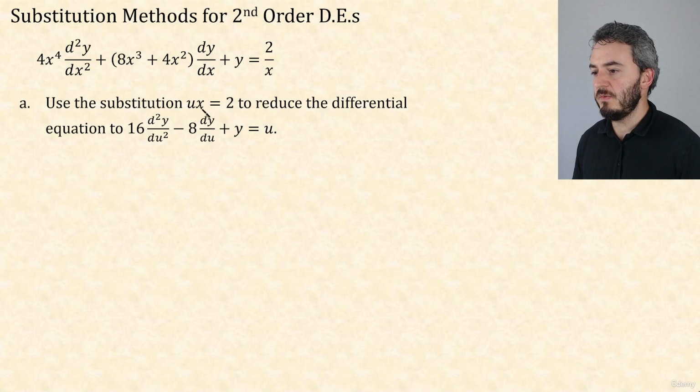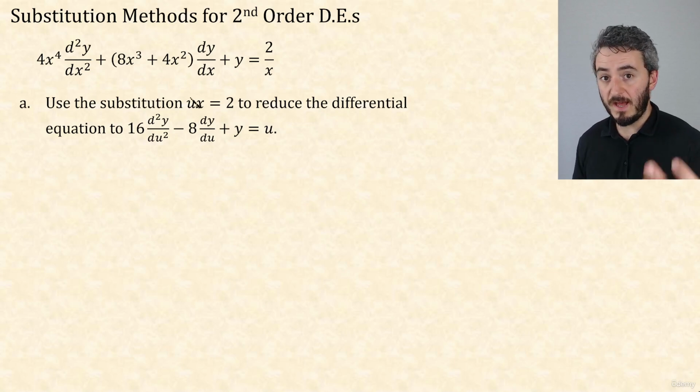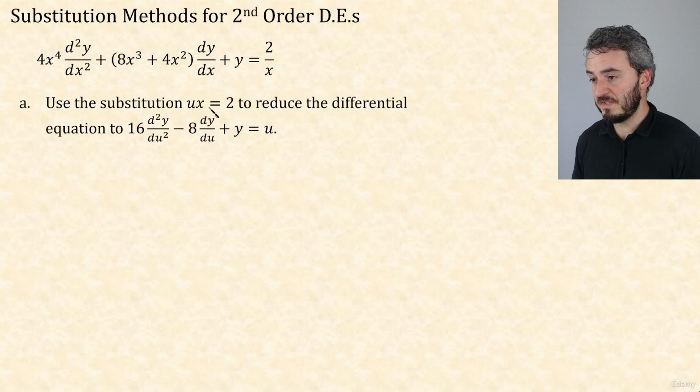So obviously we can say that x is 2 over u and sub that in all of these. That's going to be okay. The issue is the dy by dx. How do we even get to dy by dx? Well, pretty much the only thing we can do to introduce a dy into the substitution is to differentiate this substitution with respect to y.